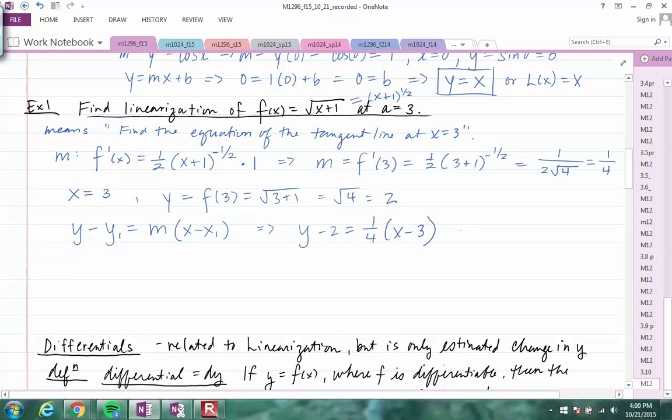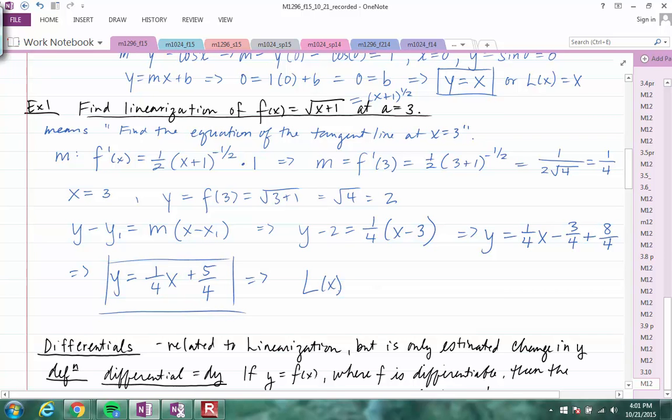Let's write that in y equals mx plus b form. So plus 2/4, so I'm going to do some fraction action here. Need a denominator of 4, so plus 8/4. So overall we're looking at y is equal to 1/4 x plus 5/4. So if you stop there, that's fine. Or if you take this extra step and let y equals L of x, that's kind of the style of the book.